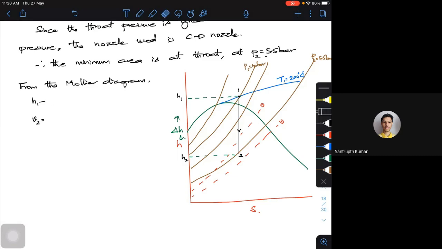Sir, I got 2830 and 2740. 2830 minus 2740, so this is 90 kilojoules per kg. So roughly around 100. What about the others? Is someone getting the same values?